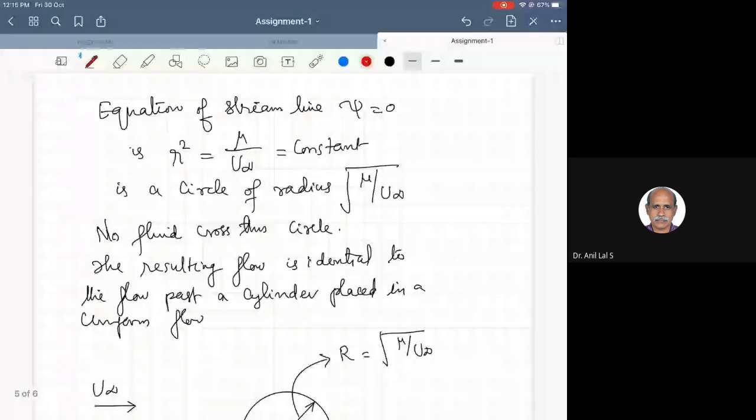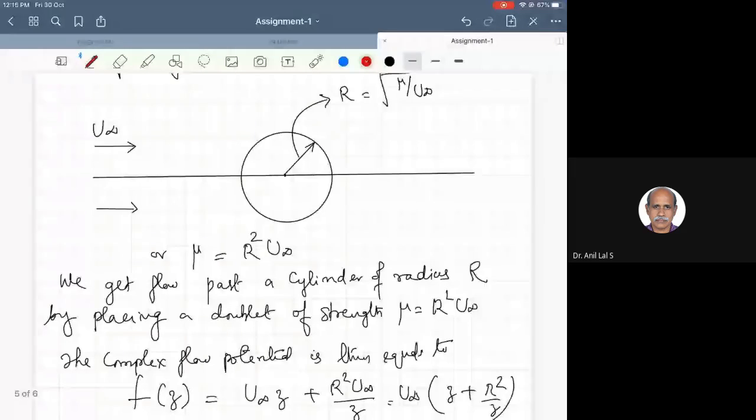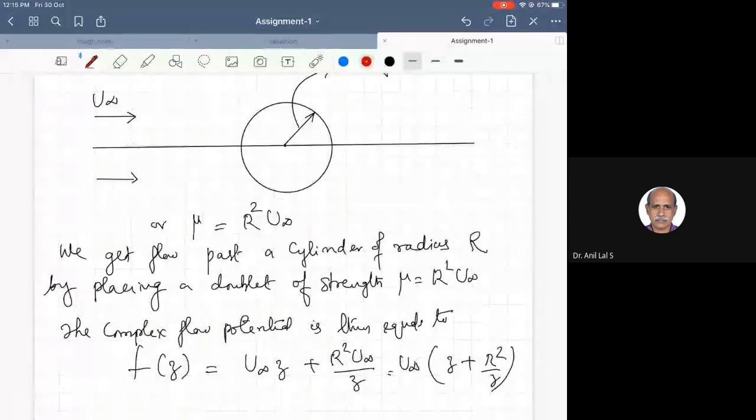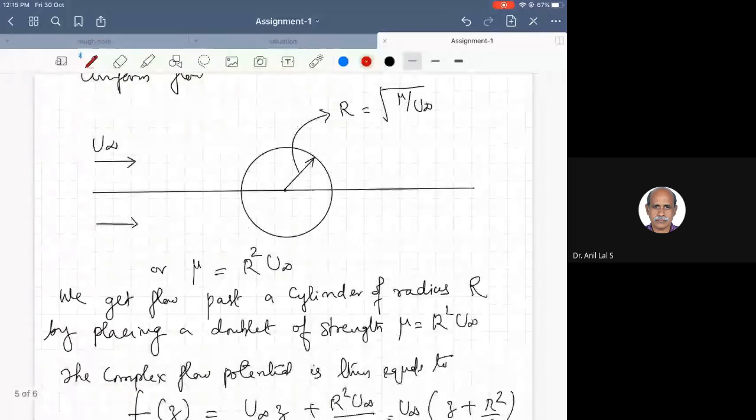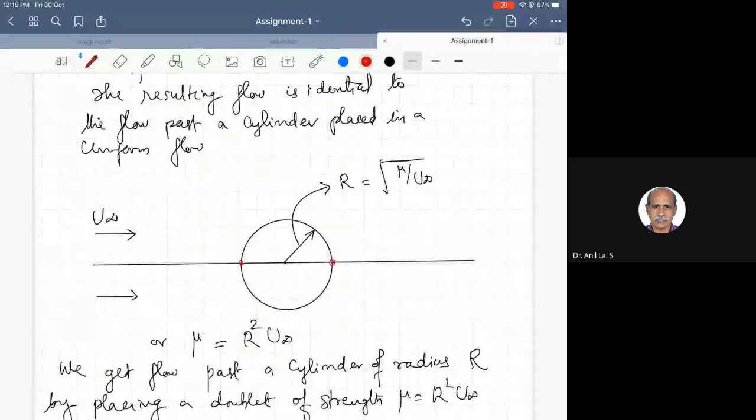So the circle like this, a circle like this. Okay, circle like this. So this is a circle. And the other condition is two points, this point and this point. That is, this is theta equal to 0 and this is theta equal to pi. So that's also.